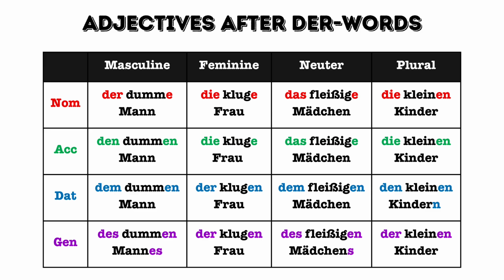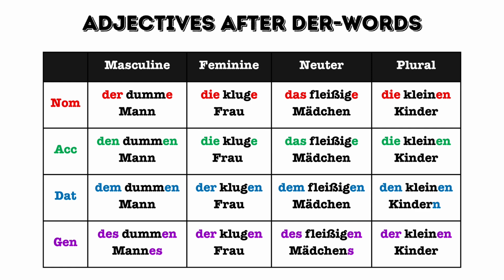However, we're going to break it apart into several parts. First of all, we're talking about adjectives after der words. As I mentioned before, this could be der, die, das, like I have on the chart here, or it could also be things like dieser, jeder, manche, solche, welche, alle, all of those words. In the first example here, we have der dumme Mann, the dumb man.